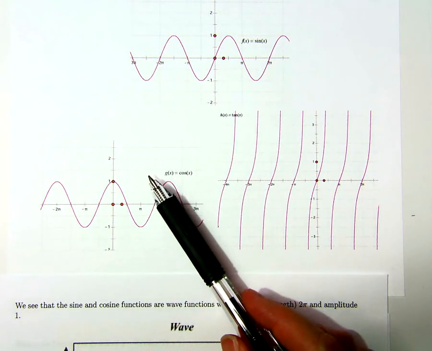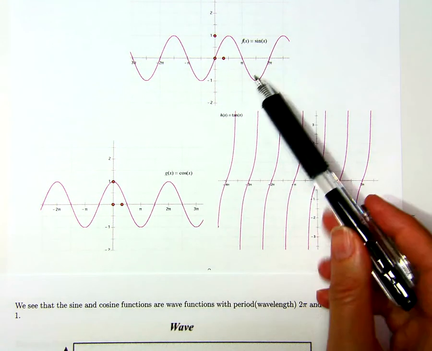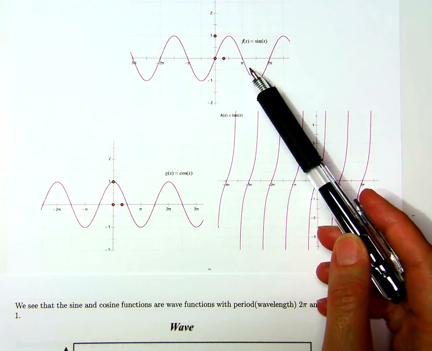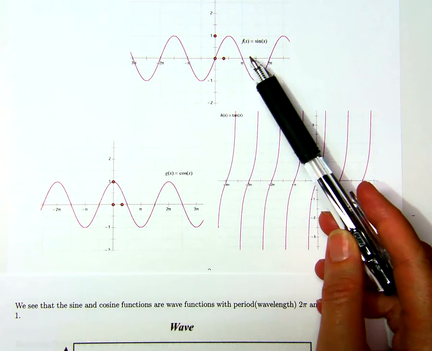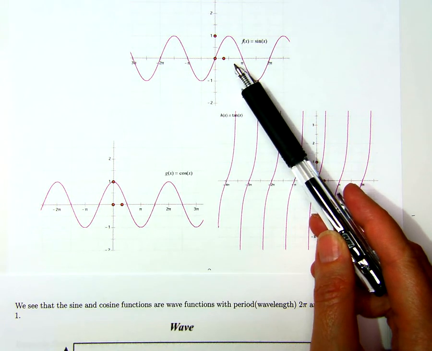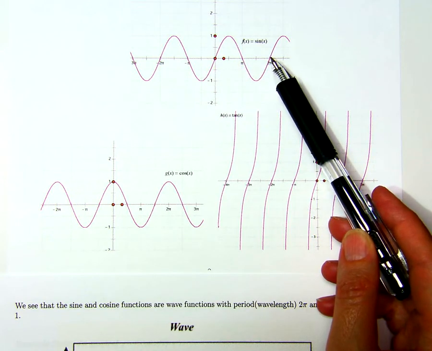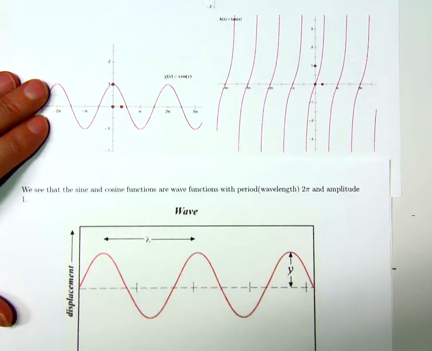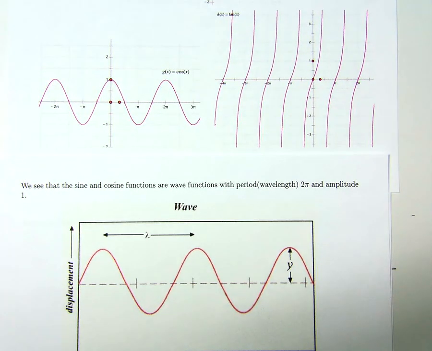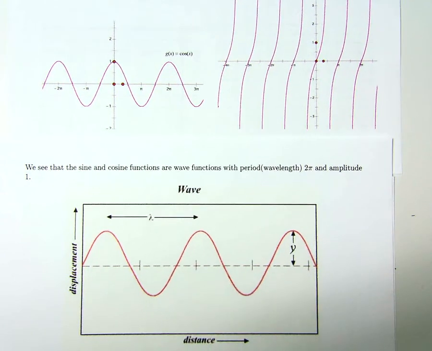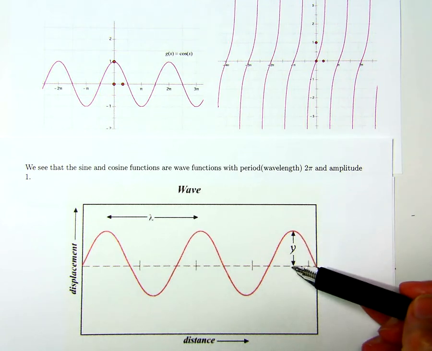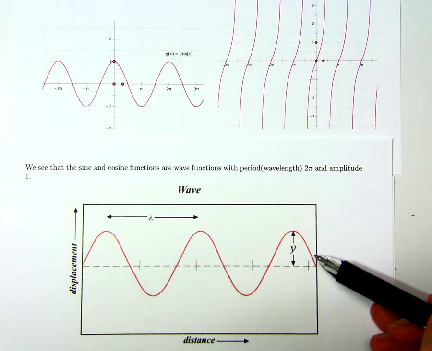We use the computer to see that sine and cosine have these wave-like graphs, and they repeat over intervals of length 2 pi. And the aspects of these wave functions, we give names to. The height of the wave is called the amplitude, and that's shown in the picture here.